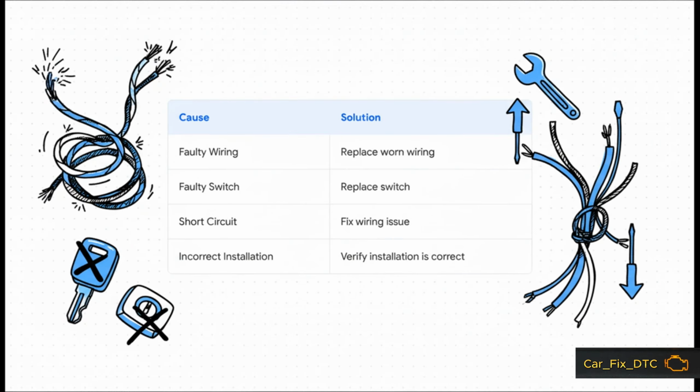As you can see here, the potential causes are pretty straightforward, which is nice. You could be looking at some faulty wiring that's just gotten old and worn out. The key switch itself might have just given up, or there could be a short circuit somewhere. It could even be something as simple as an incorrect installation from a previous repair. The fix for each is, well, pretty direct.